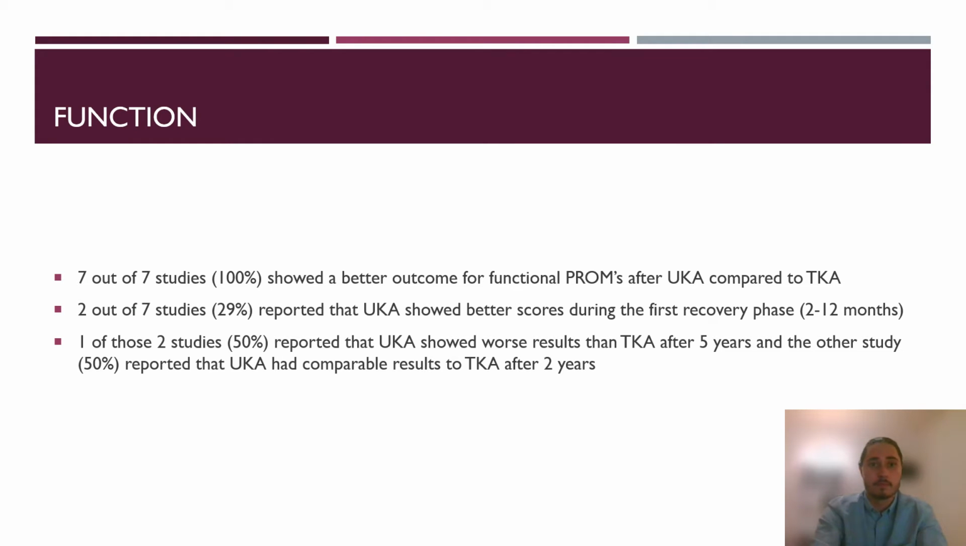Below are the results of 7 studies in terms of functional outcome in patients. There were a lot of different tools used to assess the function of the knee, but the Knee Society score, the Oxford knee score, and the WOMAC were the most commonly used ones. 100% of the studies showed a better outcome for functional PROMs after UKA compared to TKA.